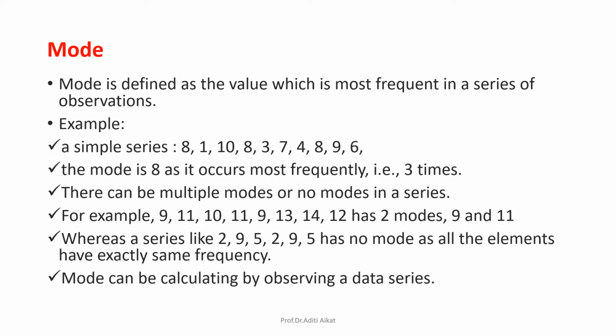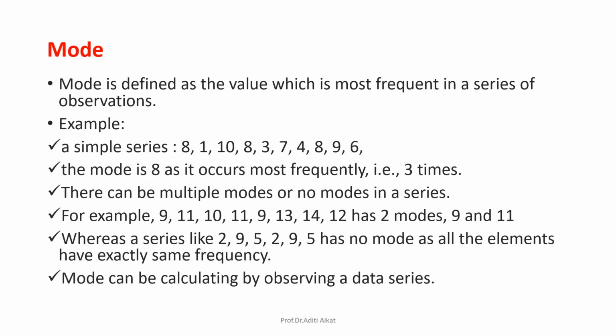Now coming to mode. The mode is defined as the value which is most frequent in a series of observations. And how do you do it? In a simple series, supposing 8, 1, 10, 8, 3, 7, 4, 8, 9, 6. Which one do you find to occur most frequently? It is 8 here. It's occurring 3 times.